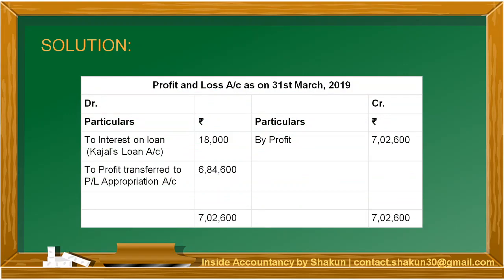In the profit and loss account, the profit that was given in the question has been transferred. Now you all must be wondering that in our question we were not asked to prepare profit and loss account, but we were given a charge in the question, that is interest on loan. So therefore, interest on loan being a charge should be shown in the profit and loss account. So after we subtract the interest on loan 18,000 from 7,02,600, we get the profit which is to be transferred to profit and loss appropriation account, that is 6,84,600.